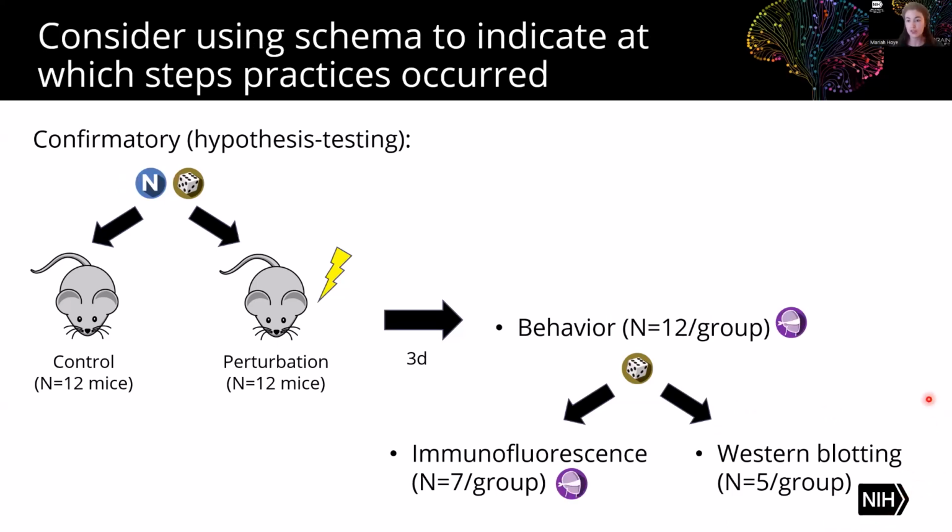As another example, here I'm showing the exact same experimental design schema, but now instead of blinding experimenters at the very beginning of the experiment, you perform blinding later on for both the behavioral experiment in the observation and the analysis phases, as well as during immunofluorescence for tissue prep, imaging, as well as analysis. Blinding, however, was not performed during the Western blotting experiment. And again, this is just a way that you can use schema to indicate at which step practices occurred and be more transparent.